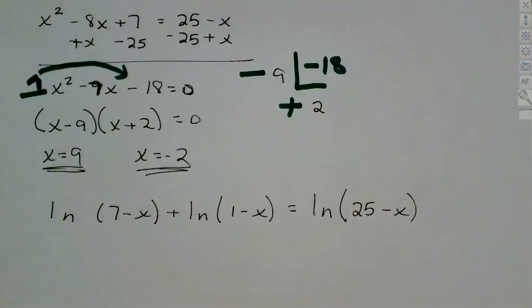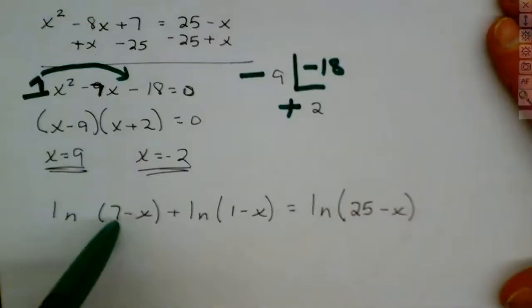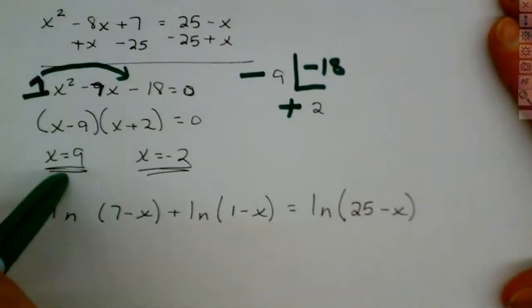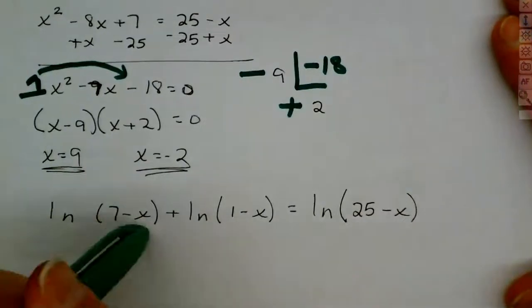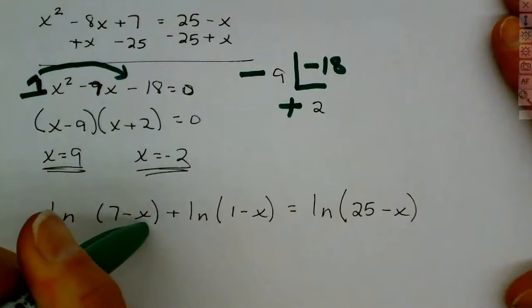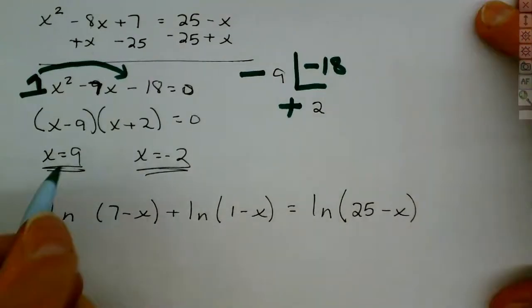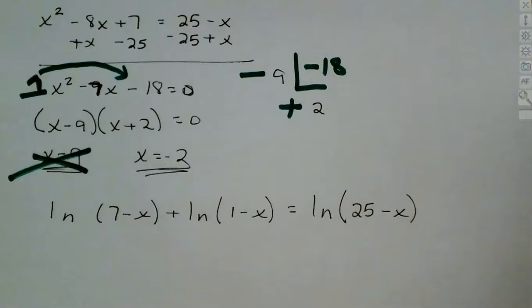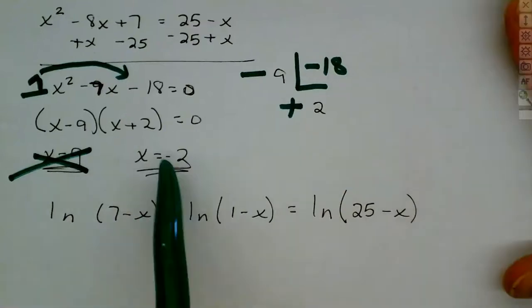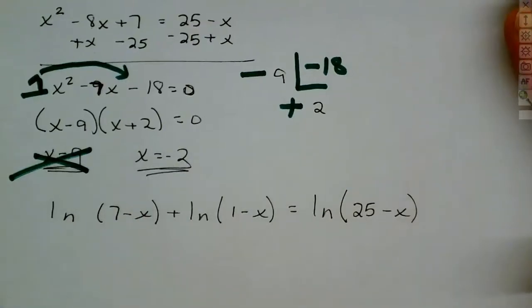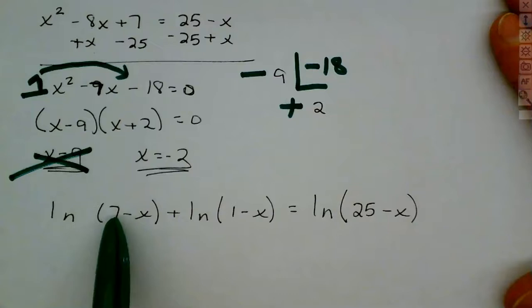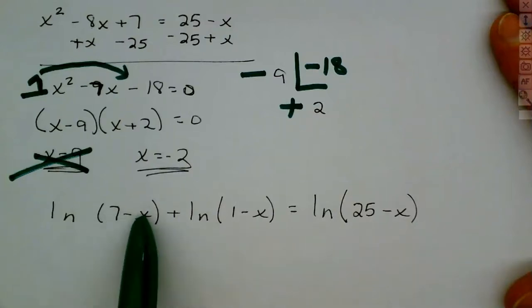Okay, let's look and see. And all you have to do is visually look at it. Why is 9 not going to work? Because 7 minus 9 would make it what? Negative 2. And can you take a logarithm of a negative number? So if any of those logarithms come out to be negative, you can't do it, so it doesn't work. Now, what about negative 2? Why is it going to work? Well, 7 minus a minus 2, that makes it 7 plus 2, which is 9.